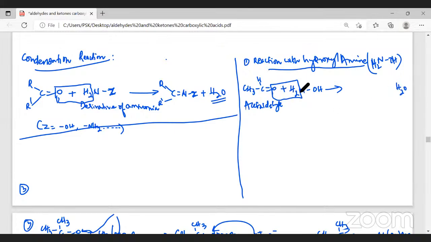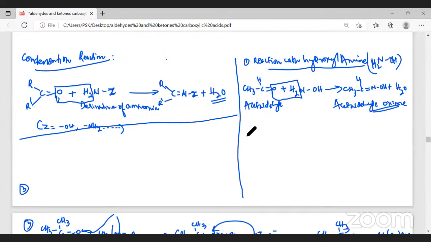In place of O, what goes? NOH. So what do you get? You get CH3, CH, double bond, NOH. This kind of molecule, with an NOH group, is called an oxime. So the specific name for this molecule will be acetaldehyde oxime. It will be called acetaldehyde oxime.